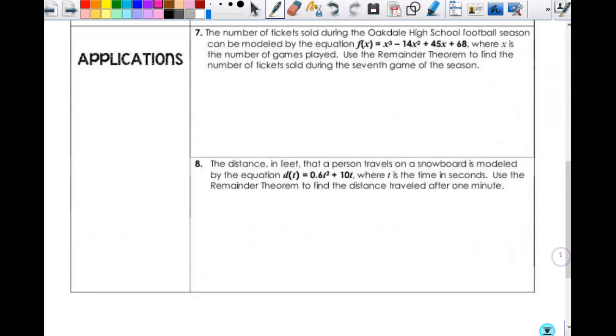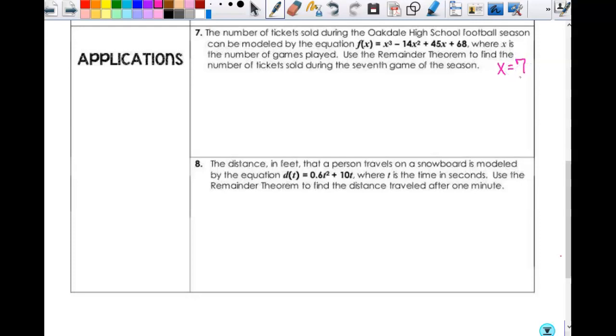So number 7 says, the number of tickets sold during the Oakdale High School football season can be modeled by this equation, where X is the number of games played. Use the remainder theorem to find the number of tickets sold during the 7th game of the season. All right, so what does X equal? Yes, number of games, which is 7, right?